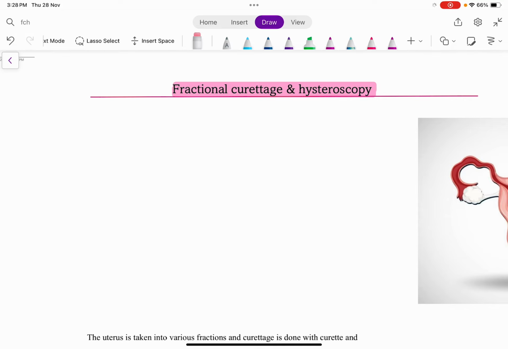So let's proceed with the further discussion about fractional curettage and hysteroscopy. This module is going to be a bit shorter, but it is also a very important topic. Before discussing fractional curettage and hysteroscopy, let's discuss hysteroscopy first. So hysteroscopy is basically a telescope.